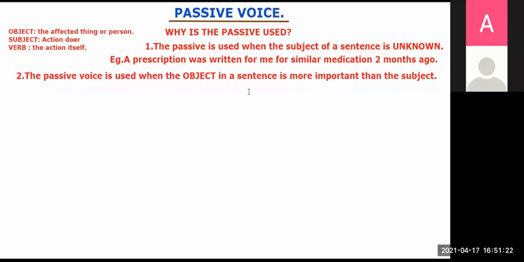So if you look at the first example we've given, a prescription was written for me, the focus is on the prescription. Prescription is the object of the sentence. That is where we are looking. The person who did it is not really important for us. Then we use this passive voice.